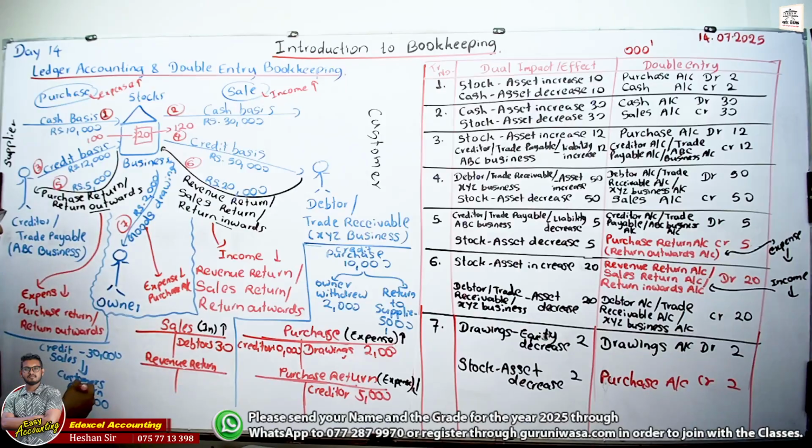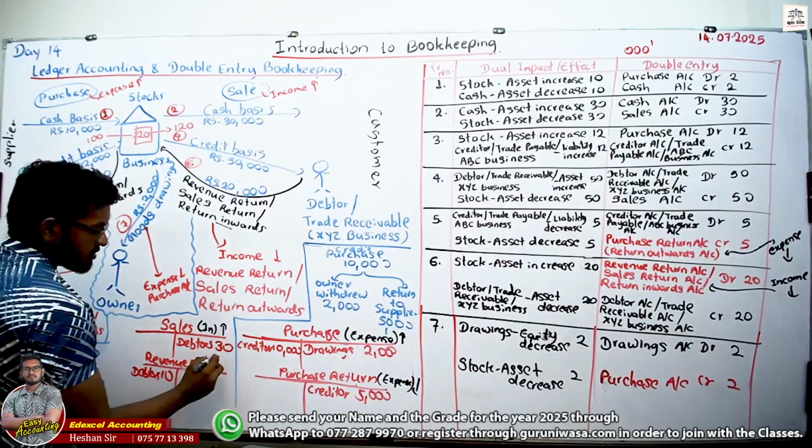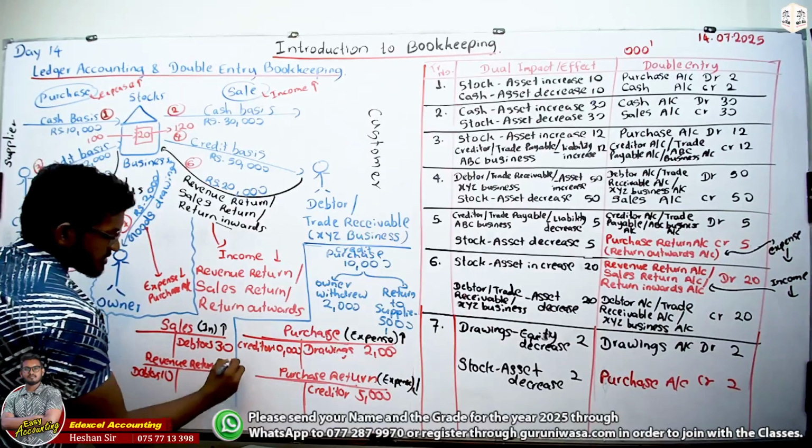We can debit rupees 10,000 there. All right, out of 30, 10 is returned, as debtors. This is an income decrease account. This is also an income account, an income decrease account.